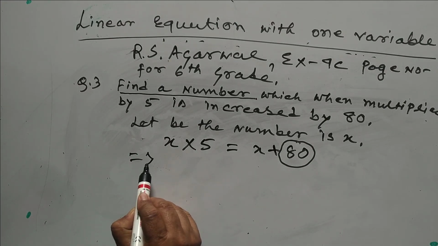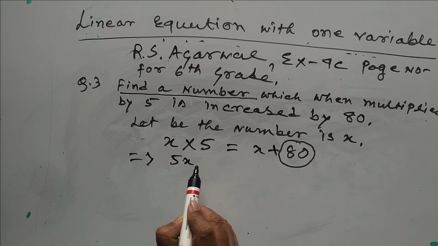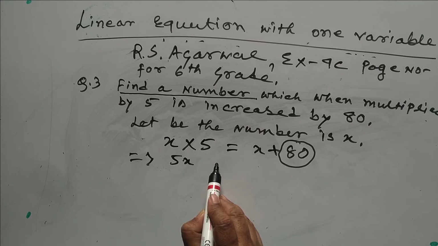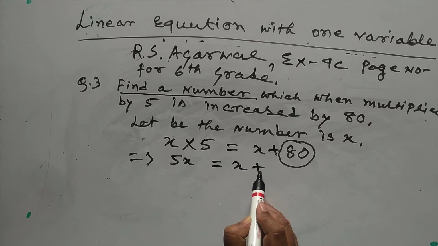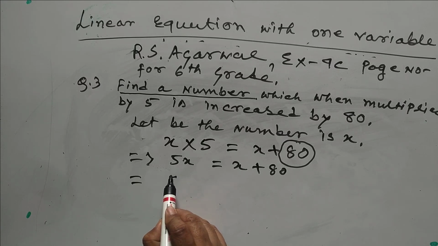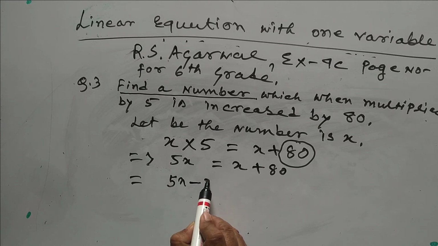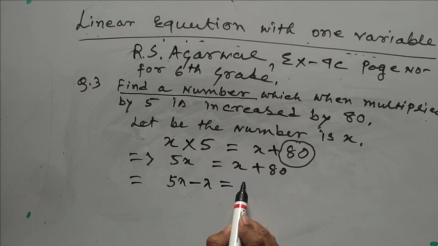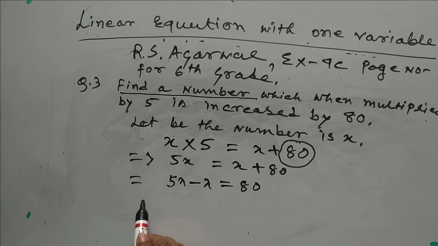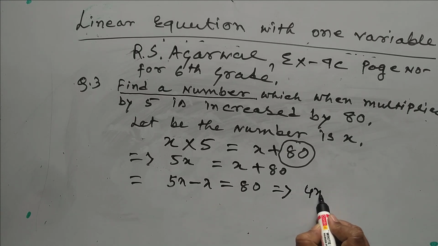So 5x equals x plus 80. Now I am transposing the x. Here it is plus x, so it becomes minus x, equals 80. Now 5x minus x equals 4x, equals 80.